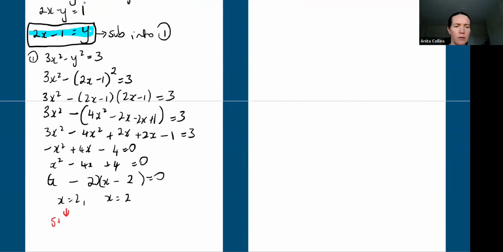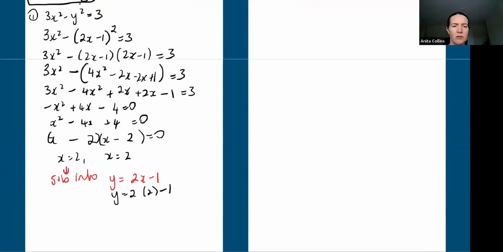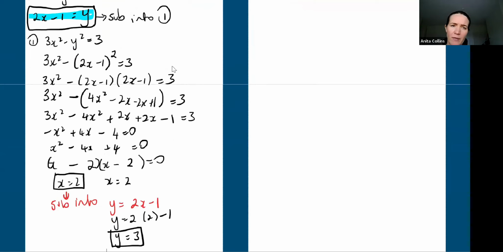Sub x equals 2 into y is equal to 2x minus 1, which gives me y is equal to 2 times 2 minus 1. Y is equal to 4 minus 1. Y is equal to 3. So those are my solutions. X is equal to 2 and y is equal to 3. Okay, there's a good bit of work in that.